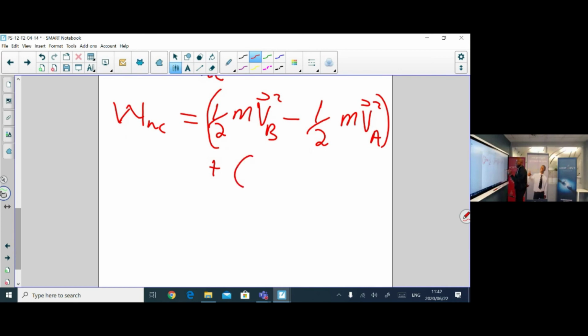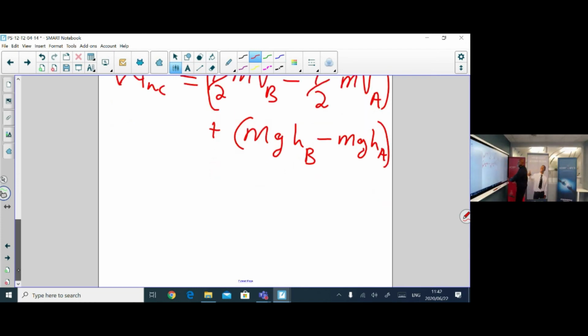In other words, we are going to have what? For gravitational potential energy, we have mgh of B minus mgh of A. Okay. This is the sum. This is the total mechanical energy. We have kinetic energy and gravitational potential energy. All right. As you can see there, we just carry on.